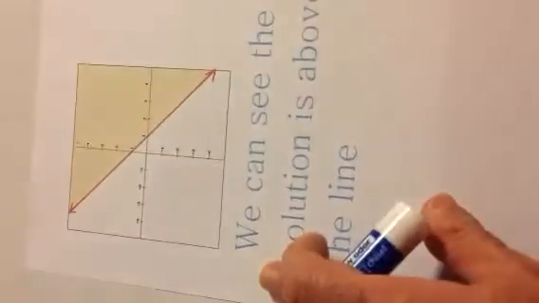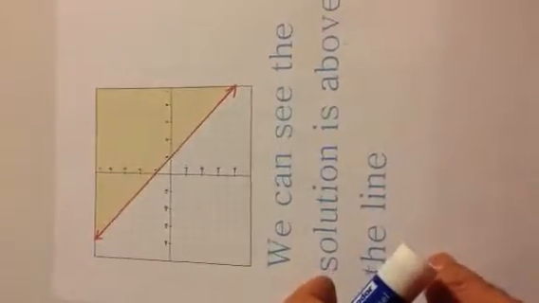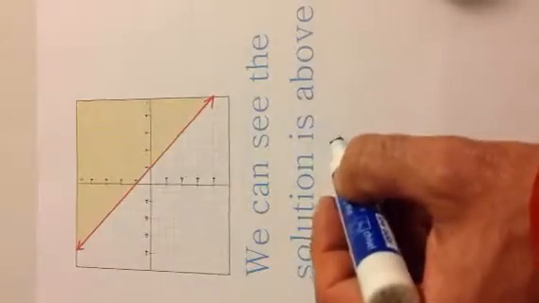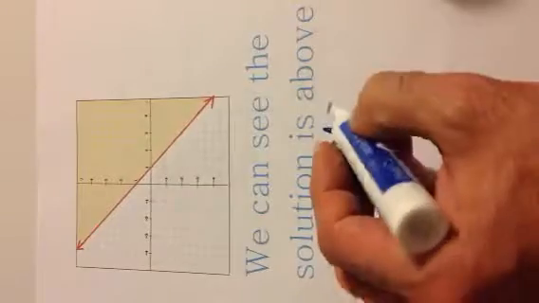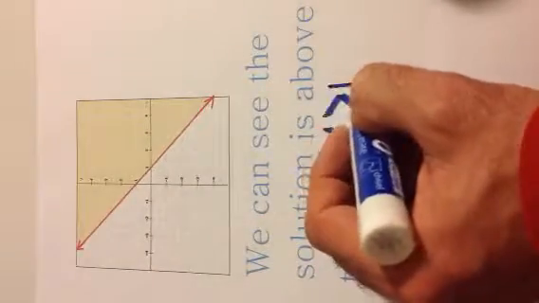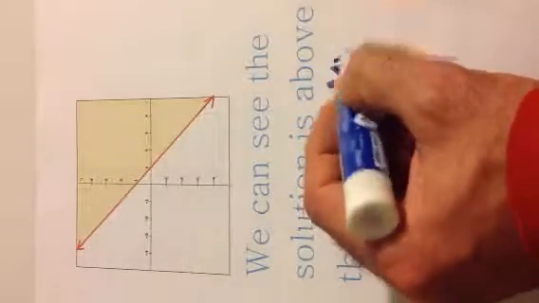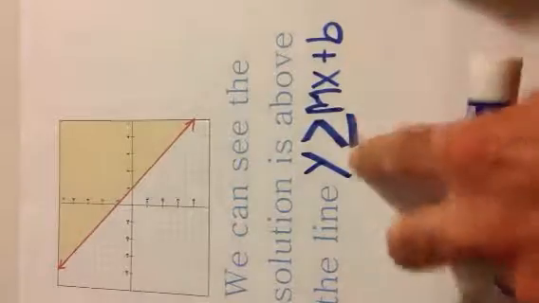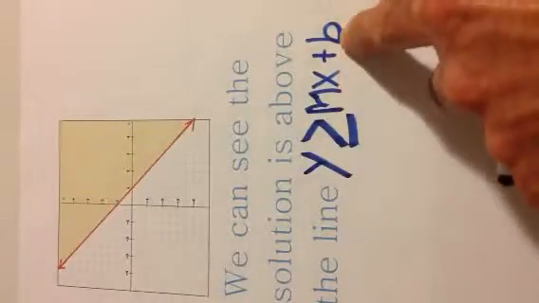From this graph, we can see the solution is above the line. The solution's above the line, right? So we're saying, and it's a solid line, so y is going to be greater or equal to mx plus b. Now we're trying to find what m is and b.